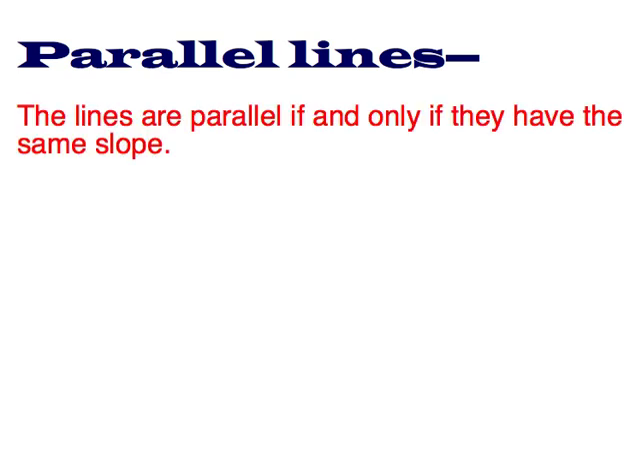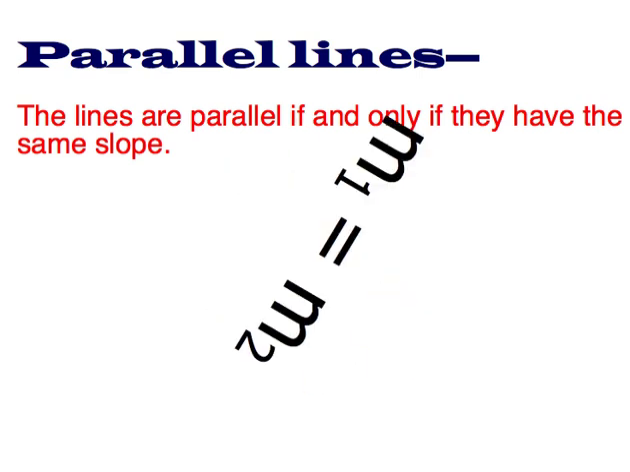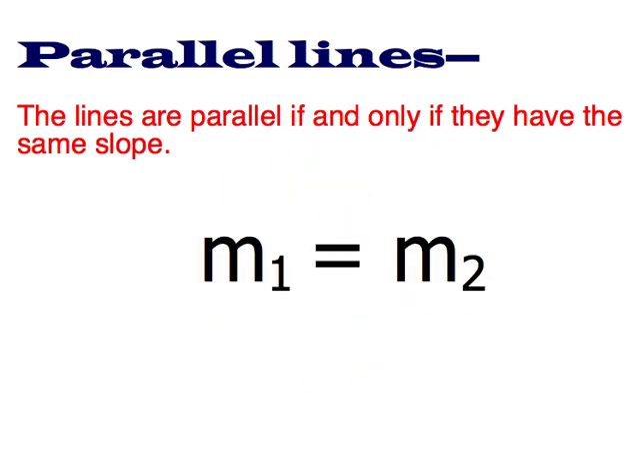Next, another definition, parallel lines. Lines are parallel if and only if they have the same slope. So the slope of the first line has to equal the slope of the second line in order for them to be parallel.